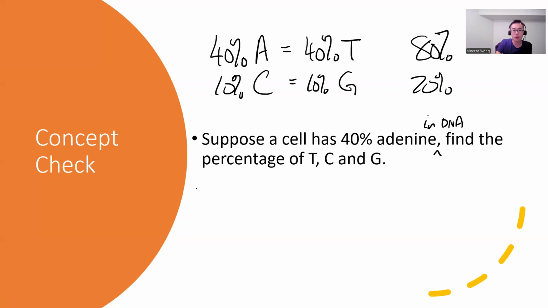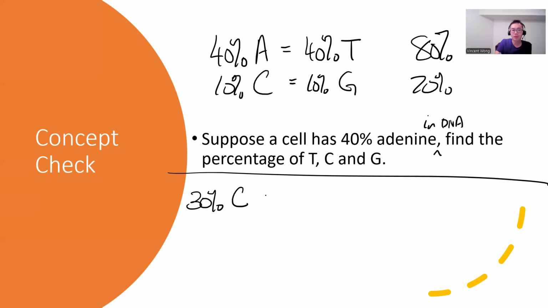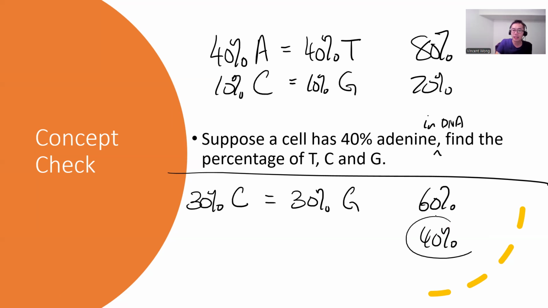Now just a quick one for those of you who need a second example. 30% C. If you have 30% C, you will have 30% G. Together, they add up to 60%. 100 minus 60% gives you 40%. And the 40% will be split evenly between the A's and the T's, which means it's 20% and 20%.